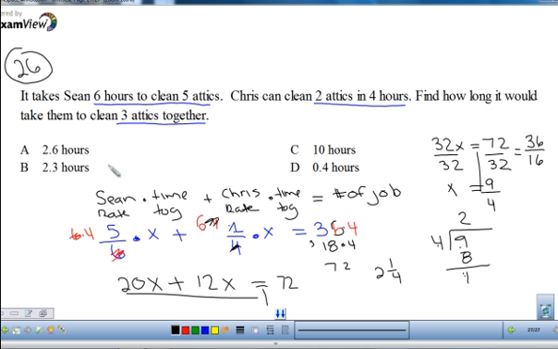Okay, but notice that everything's in decimals. So I'm going to write it in decimals. So 4 goes into 10 2 times. 4 goes into 20 5 times. So it's 2.25. So as we round, we get 2.3 hours.